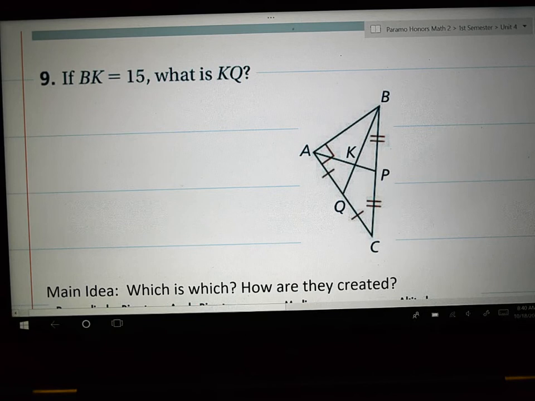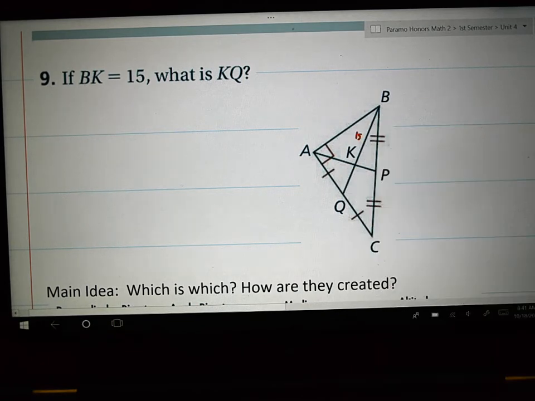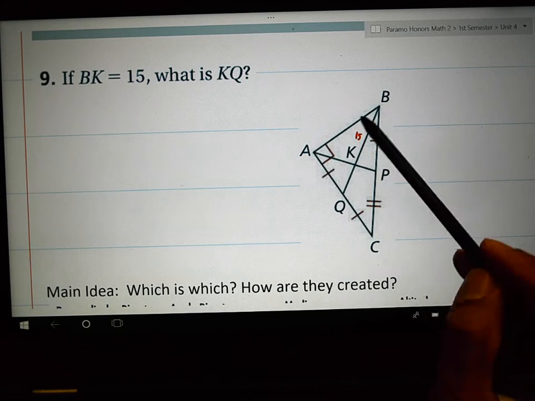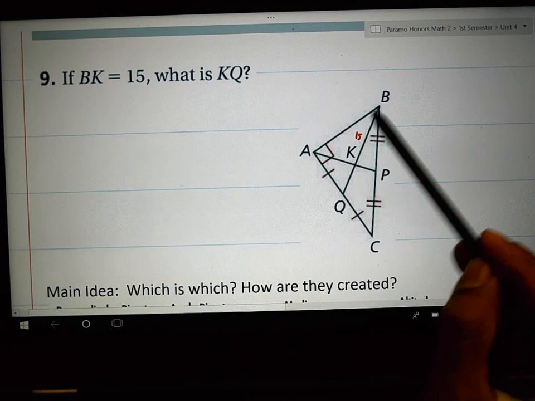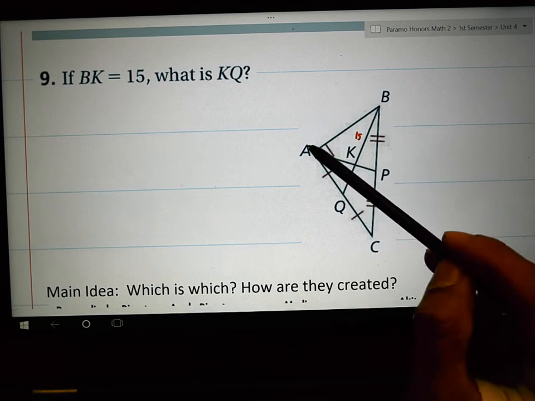Number 9 says, if BK is 15, what is KQ? And so the thing that you have to do sometimes when you're dealing with problems, especially like this, is they're going to try to confuse you based off of the picture. Like I see that this is an altitude because it's at a right angle to that side. B is this line here. That's an altitude.